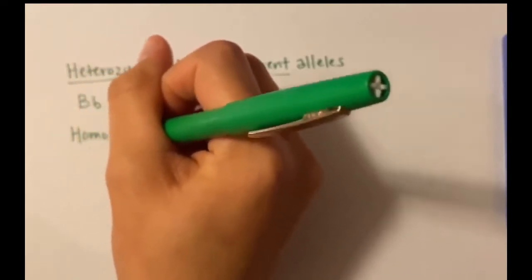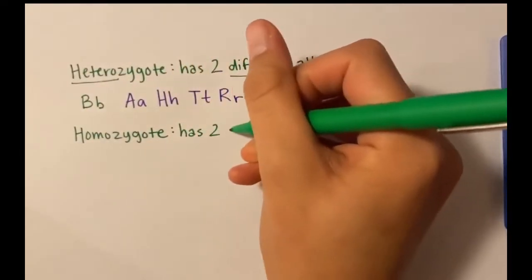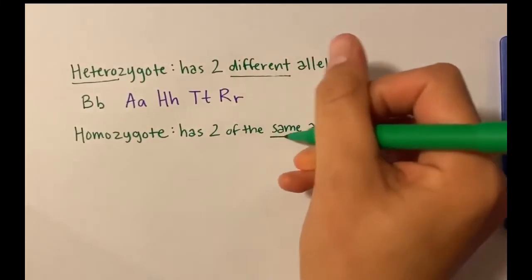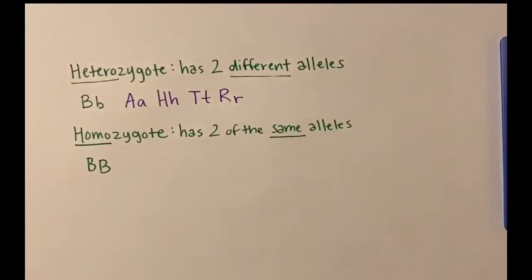A homozygote is an organism with two of the same alleles for a specific gene. For example, an organism with a genotype big B, big B. The two alleles are the same. Therefore, the organism is homozygous for this gene. Wait, but an organism can also be little b, little b. Isn't this also a homozygote? Yes, these are both examples of homozygotes.